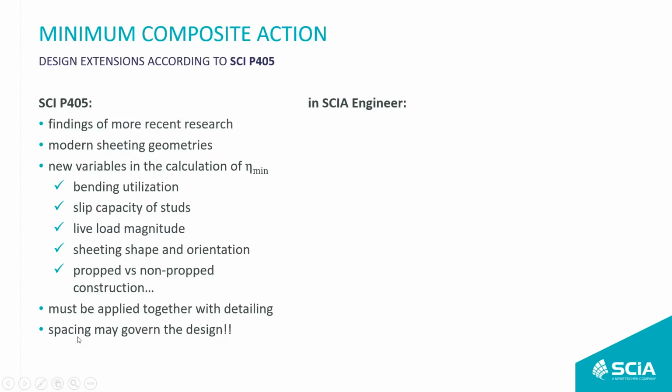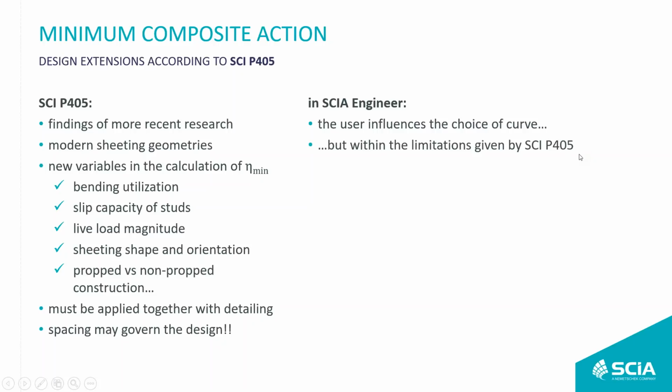So keep in mind that this is a possibility. And then if you find that your design is not economical, just switch to the general Eurocode case. So it's possible to use the publication or not use it on the level of the beam. In SCIA Engineer, the user can influence the choice of curve, so the rule that is used to determine ETA minimum, but only within the limitation given by the publication. If the publication says that this formula cannot be used in the case that you have, then it will not be possible to do that.